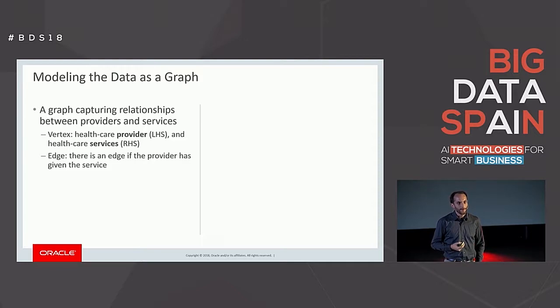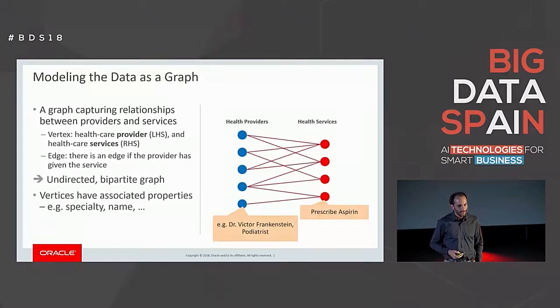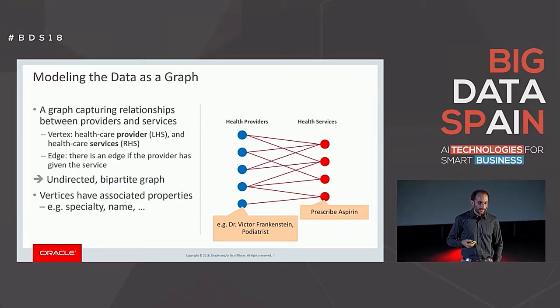We model the problem as a bipartite graph with the doctors on one side and health services or prescriptions and so on the other side. And then there's a connection between the two sides if a certain doctor provided a certain service at some time. And we have additional information in the graph, like obviously who the doctor is and the type of service they offered and so on.